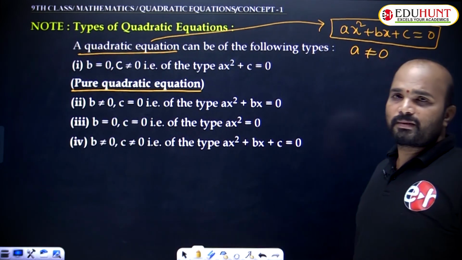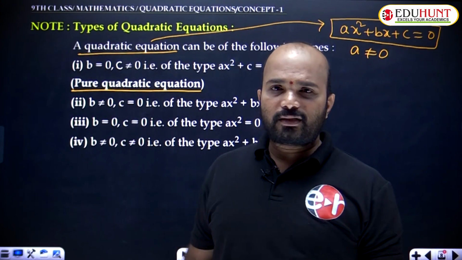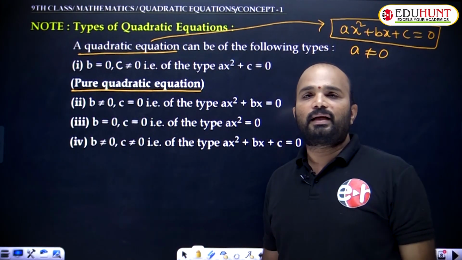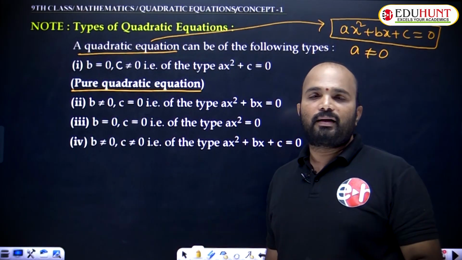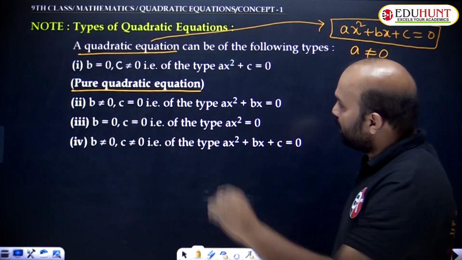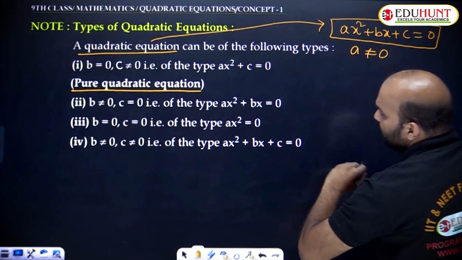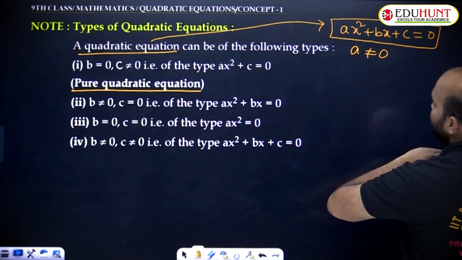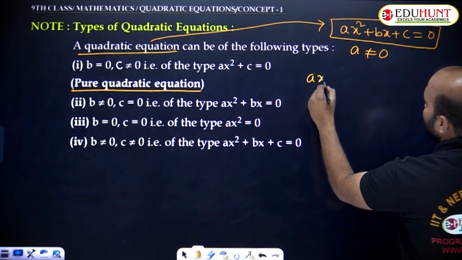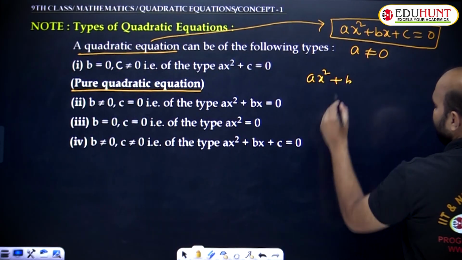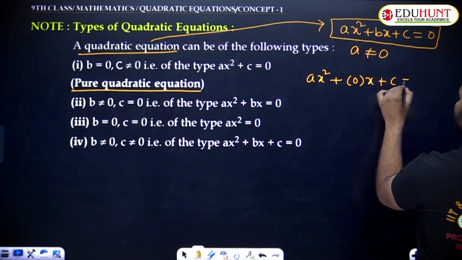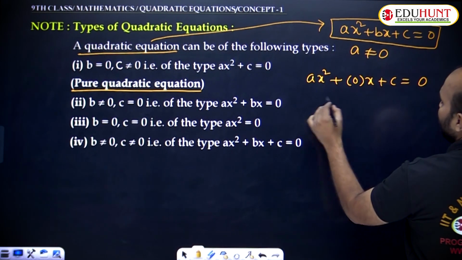So, ax square plus bx plus c is a quadratic expression. ax square plus bx plus c equal to 0 is a quadratic equation. But before that, a not equal to 0. That is the first condition satisfied. But in that first one, Roman one, I am given b equal to 0, c not equal to 0. b equal to 0 means that the equation can be written as ax square plus 0 into x plus c, c not equal to 0.